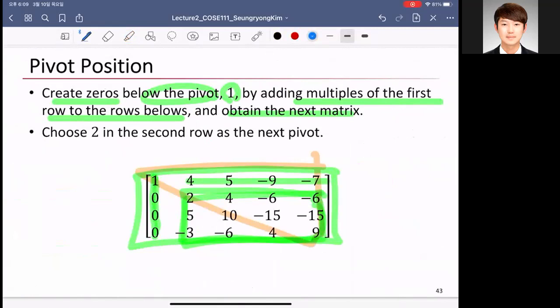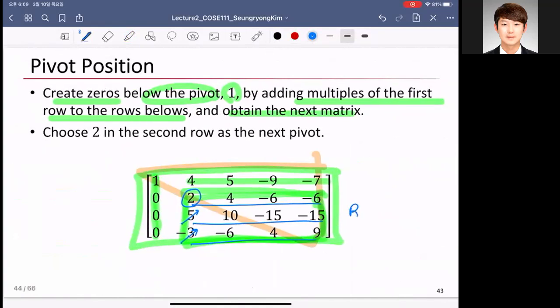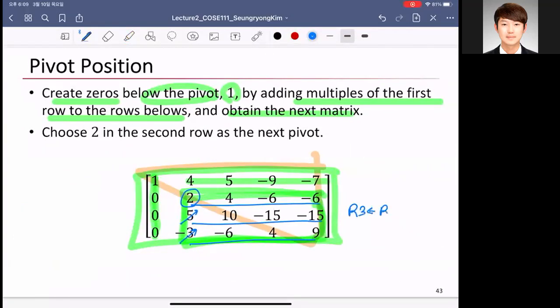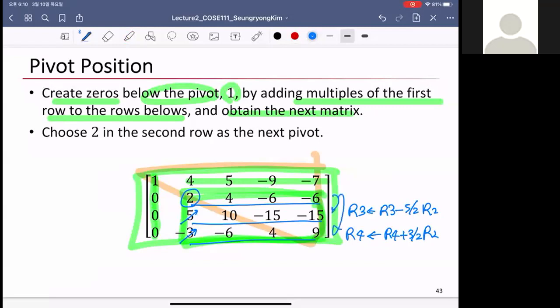So the next thing we want to do is just remove this term and this term by using this value. In other words, by using the R2 just to manipulate R3 and R4, right? How? New R3, maybe it's going to be R3 minus 5 over 2 R2, and new R4, it's going to be R4 plus 3 over 2 R2, right? Then, work out the calculation carefully.